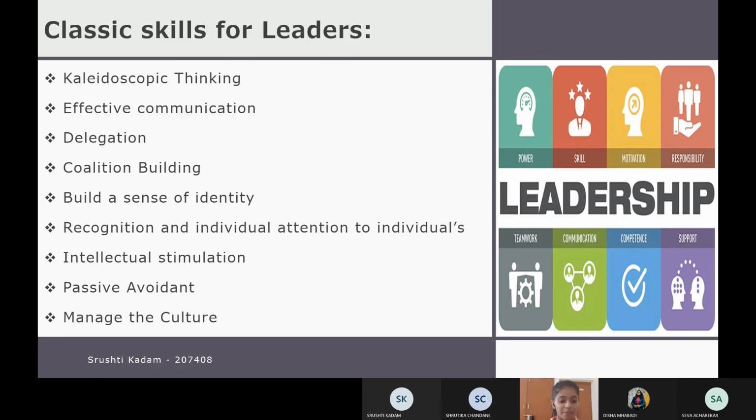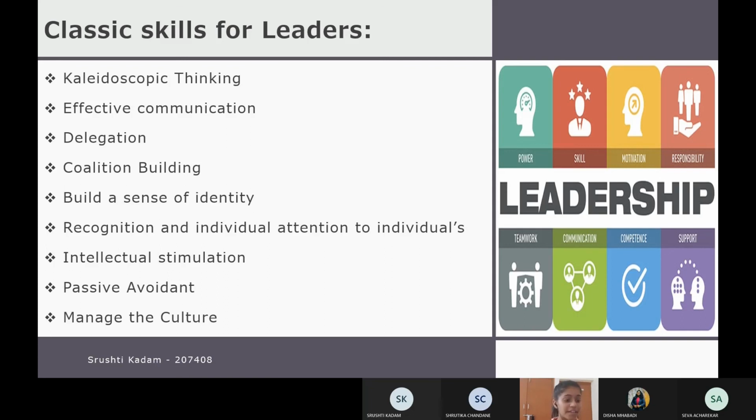Build a sense of identity. Leaders must allow team members to forge their own identity, build a sense of membership and identity, and enjoy the protection that they need to implement the changes. Six, recognition and individual attention to the individuals. The leader should give recognition to every individual so that the people will be motivated to keep up good work and not indulge in corrupt practices. Intellectual stimulation. This is another significant quality of the leader. It helps him to look at different problems in differing ways and ultimately find a solution.